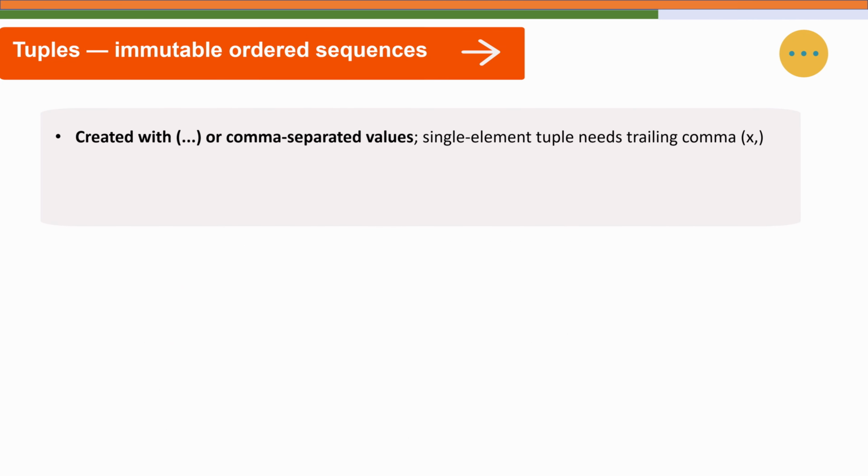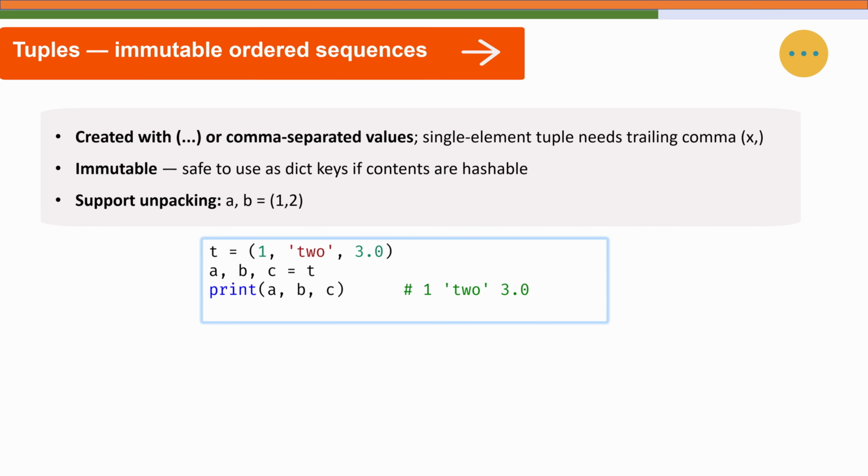Tuples are like lists but immutable. They are useful for fixed collections of items and can be used as dictionary keys when their elements are hashable. A common Python pattern is unpacking, like if you write x, y = pair, which is concise and very expressive. Although tuples are immutable, they can contain mutable objects. For example, a list inside a tuple like ([1], ...), so the inner objects can still be mutated.